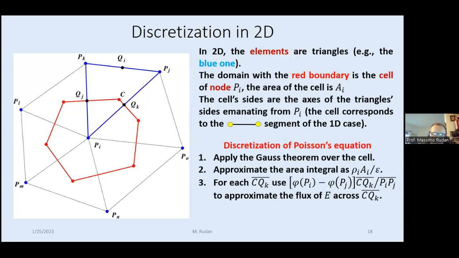So this is a method that, due to the form of the domain, is called the box integration method, and it is the most popular approach to the solution of the semiconductor equations that is used worldwide. Of course, we do the same for the current densities and the continuity equations for the electrons and holes.